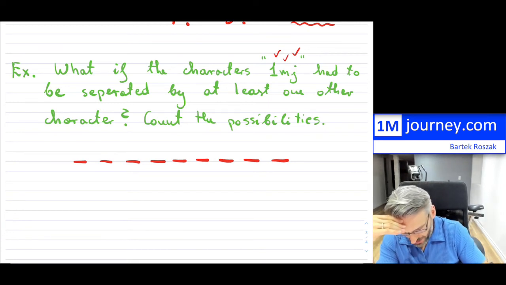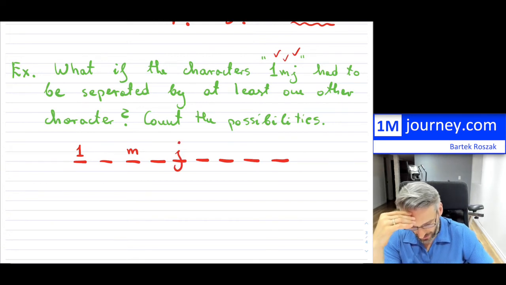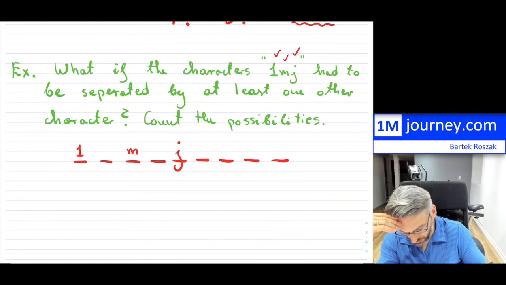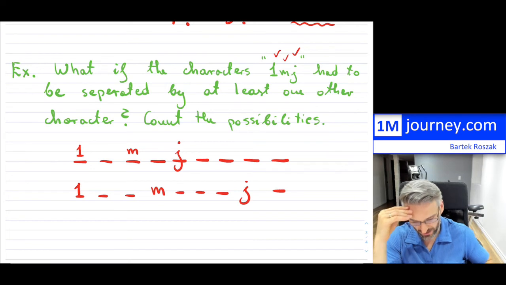Well, I could have, for instance, 1 in here, being separated by at least 1. So M would have to be here, so it can't be side by side. And then J could possibly be here. Or I could have another possibility, maybe 1 here, maybe I'm separating it by 2, and then maybe M is here, and then this is maybe separated by 3. So I have something like this. This will work.